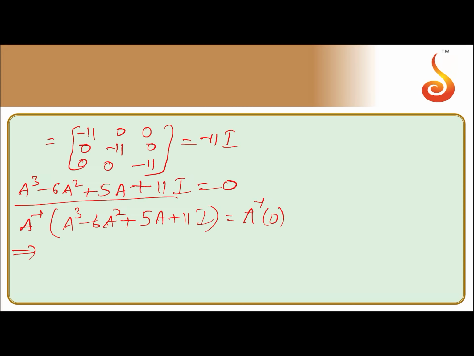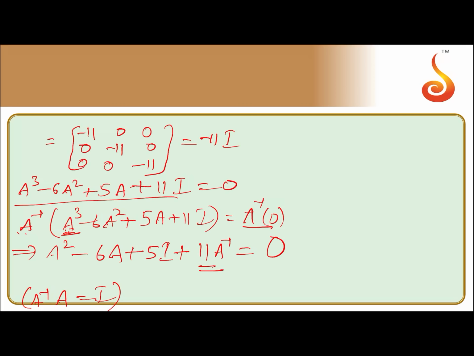That implies, we know by the property that A inverse into A is equal to unit matrix. By using this, A inverse A is identity. Identity multiplied by A square will become A square. Minus 6 multiplied by A inverse into A square will be getting A. 5 times of A inverse into A is a unit matrix, plus 11 multiplied by A inverse. That is equal to null matrix multiplied by A inverse is a null matrix. From here, I can find out the inverse of the matrix.